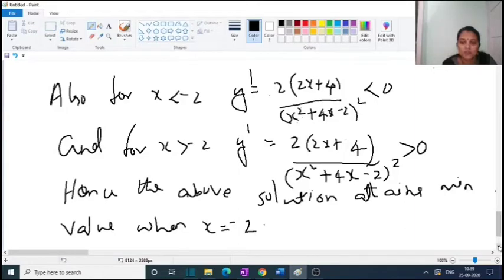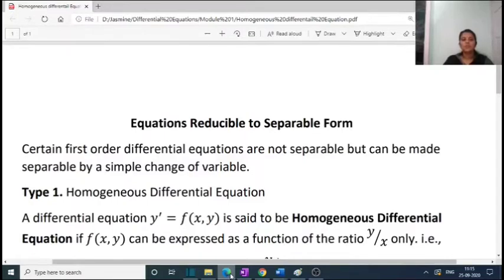Hence the above solution attains minimum value when x equals minus 2. Now, equations reducible to separable form. Certain first order differential equations are not separable, but we can make them separable by a simple change of variables. So the first case, type 1: homogeneous differential equation.